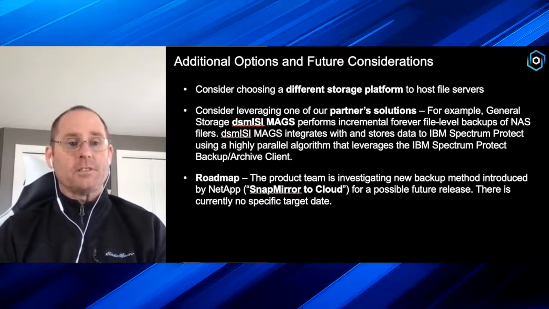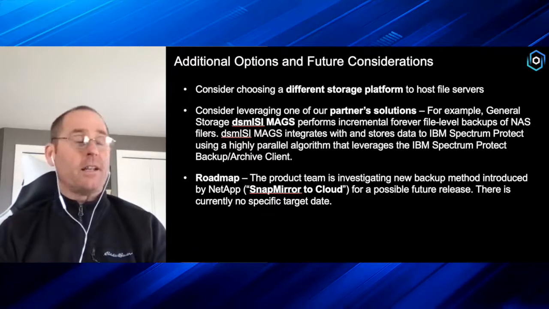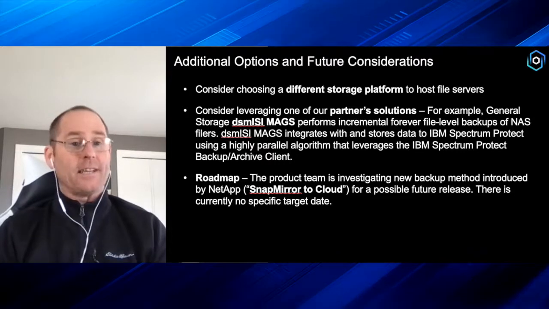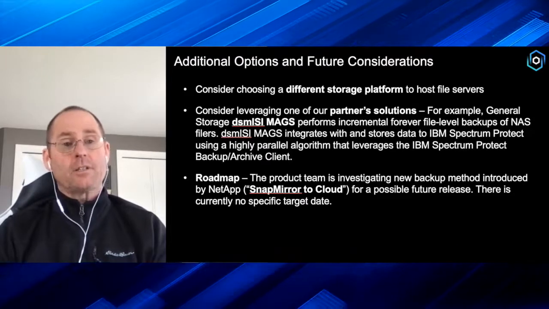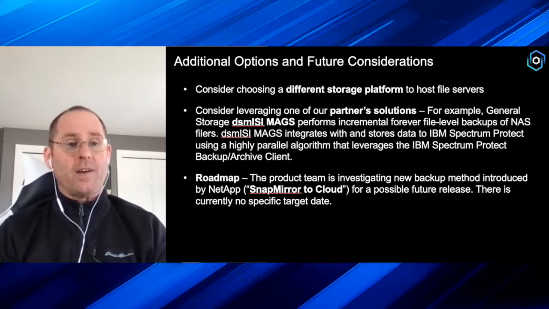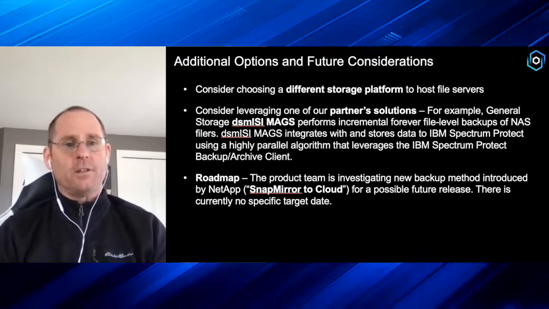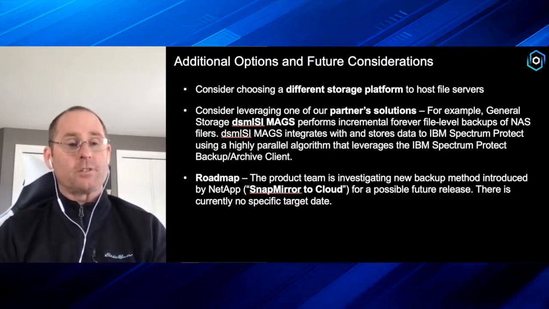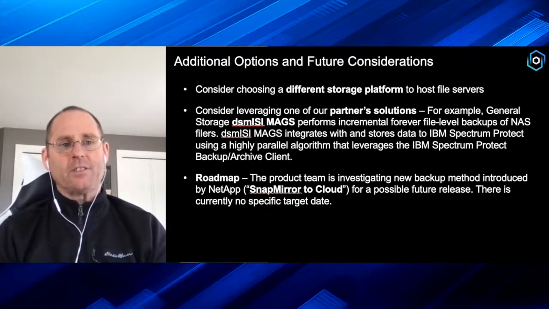The second option is we have some great partners out there, such as General Storage, that have integrated with Spectrum Protect for many years. One is called DSM ISI Mags, kind of a funny name, but it's amazing technology. They do incremental file level backups of NAS filers, NetApp included, as well as Isilon and any other filer, by effectively creating multi-stream backups to a Spectrum Protect server. So here's a solution that enables you to do file level backups in a highly efficient, highly parallel way to a Spectrum Protect server.